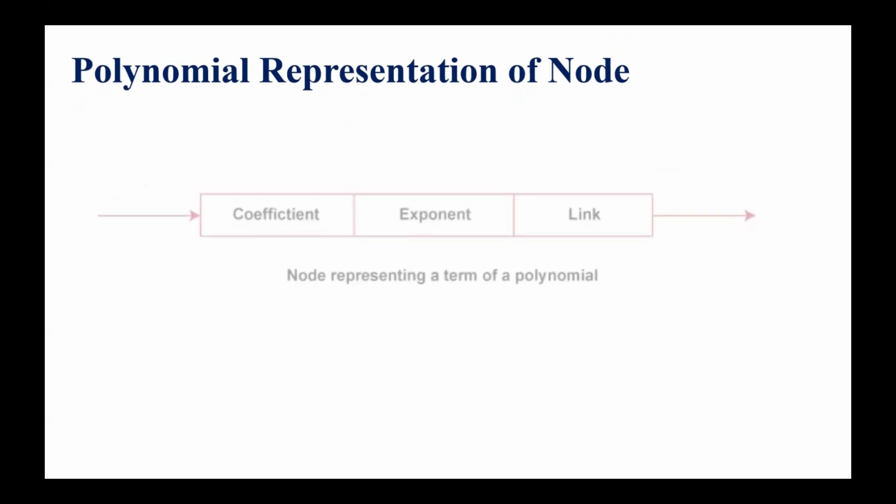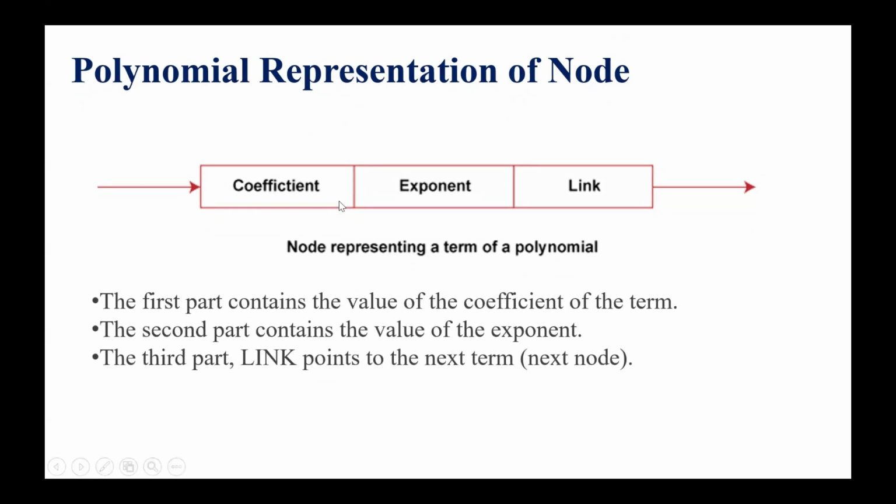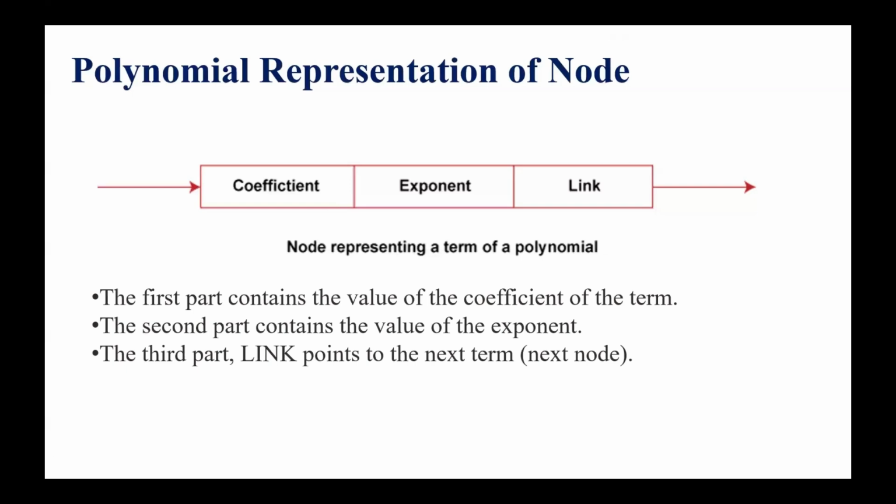By using a linked list. So what is the representation of a node? Here we have to represent the coefficient, exponent and link. So the node consists of three parts. The first part contains the value of the coefficient. The second part contains the exponent value. And the third part stores the address of the next node, or link to the next term.